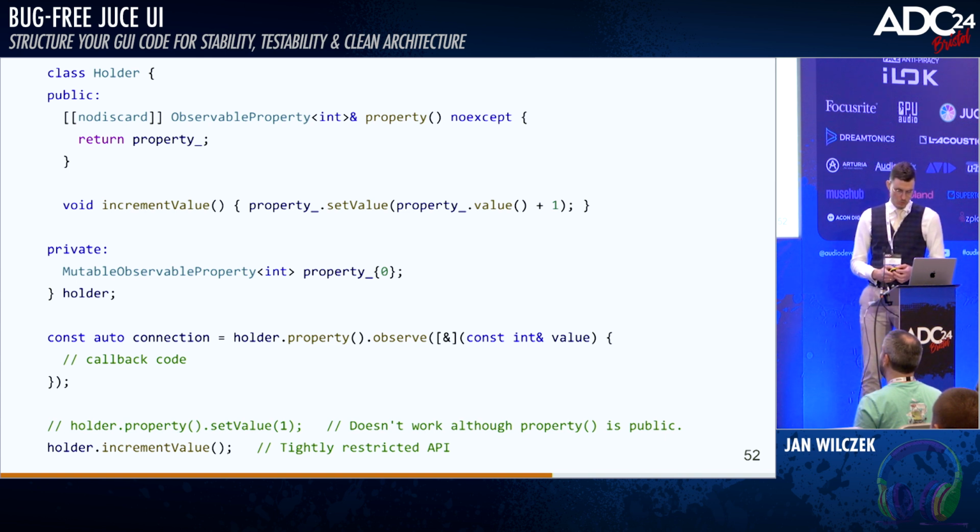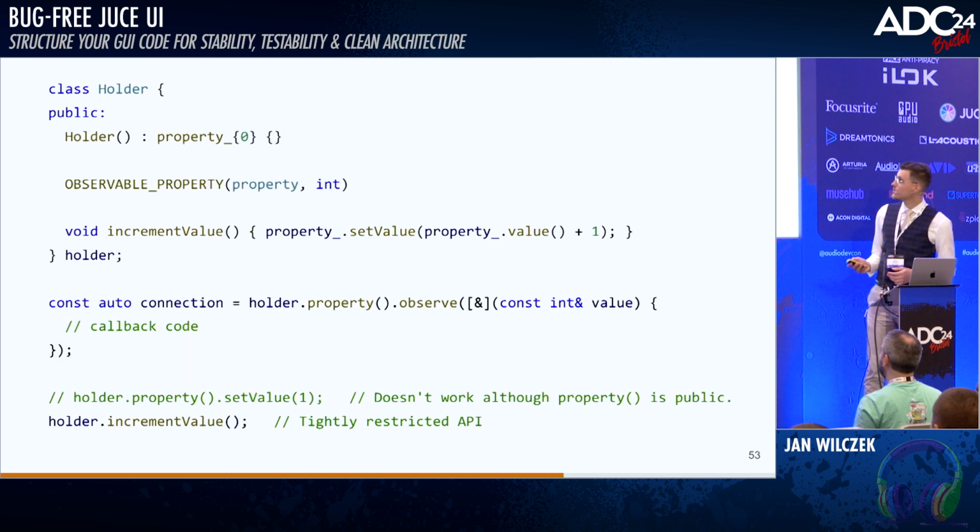And this is quite a bit of boilerplate, so we can shorten this using a nice macro. I know macros are typically considered evil, but in this case, I think it really simplifies the workflow. And this macro declares the public members and also the private mutable observable property, and the whole flow is the same as before.